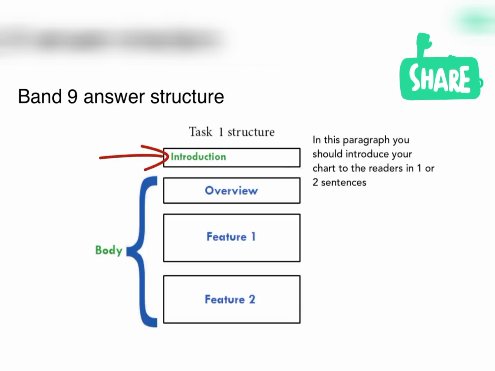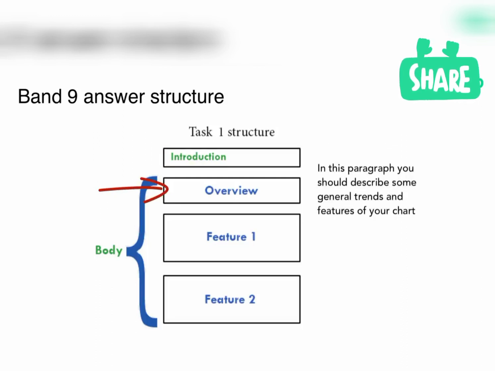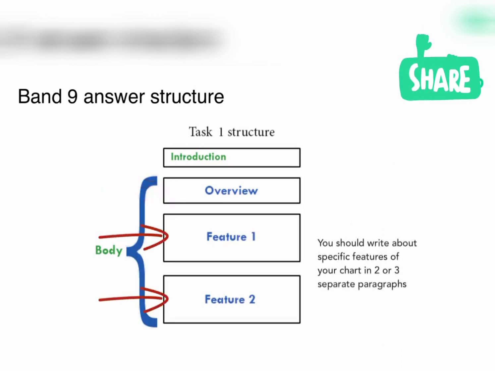Your first paragraph is an introduction. In this paragraph, you should introduce your chart to the readers in 1 or 2 sentences. Then, you should write an overview paragraph. In this paragraph, you should describe some general trends and features of your chart. Next, you should write about specific features of your chart in 2 or 3 separate paragraphs.